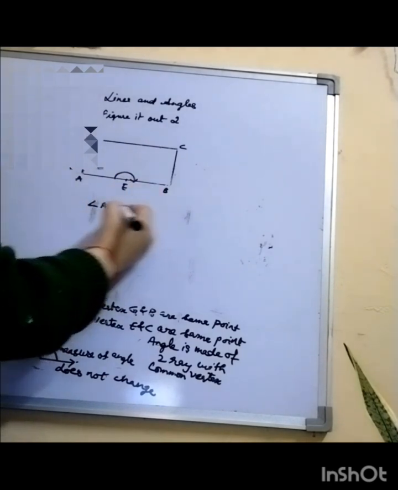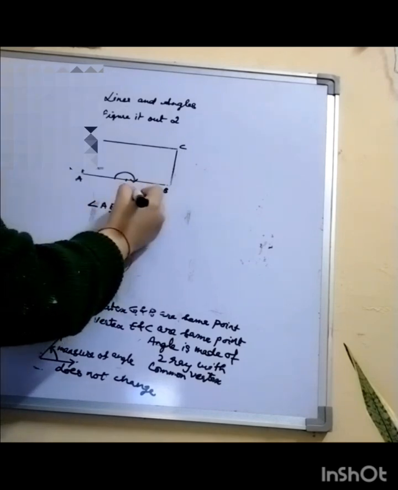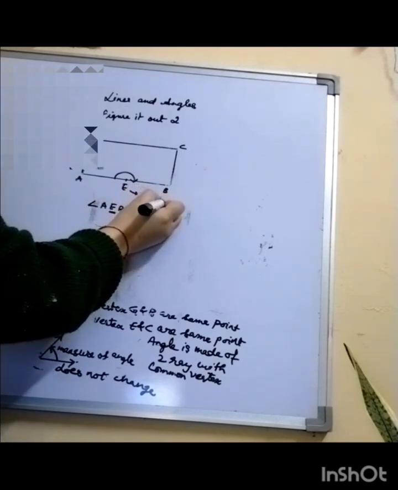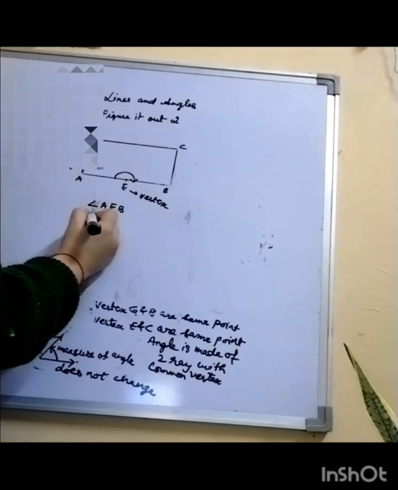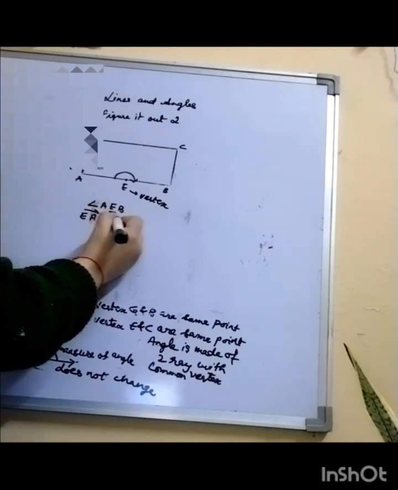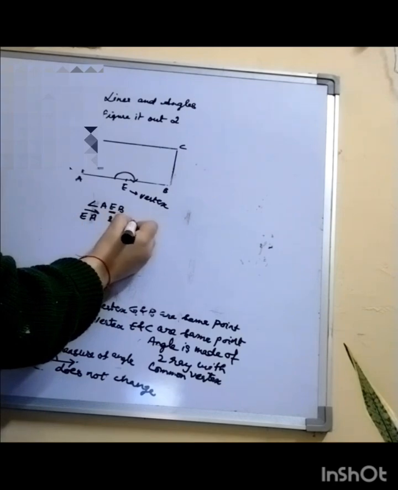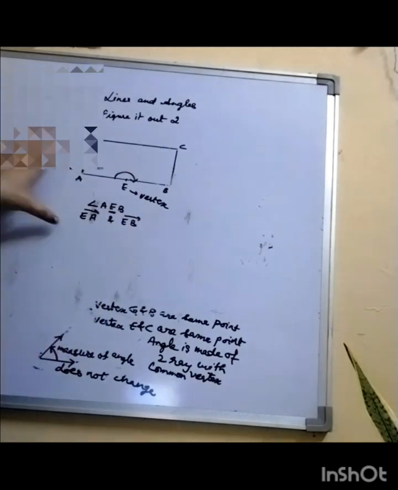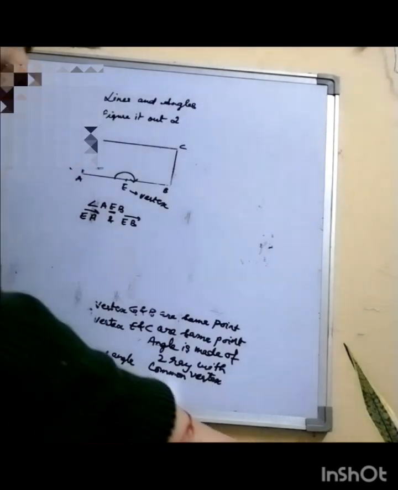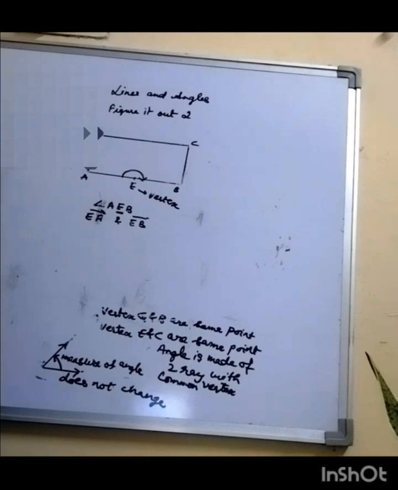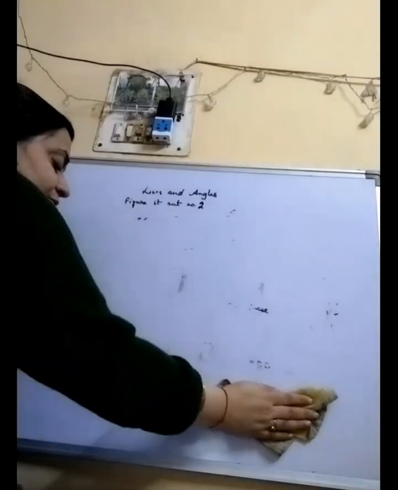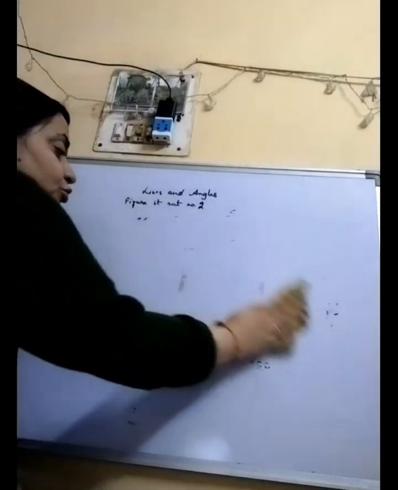Its common vertex is E. This is the vertex and its two arms are ray EA and ray EB. So this is the largest angle which can be formed on a sheet of paper. Now the smallest angle cannot be known by just folding a paper. So comparing is always between two.